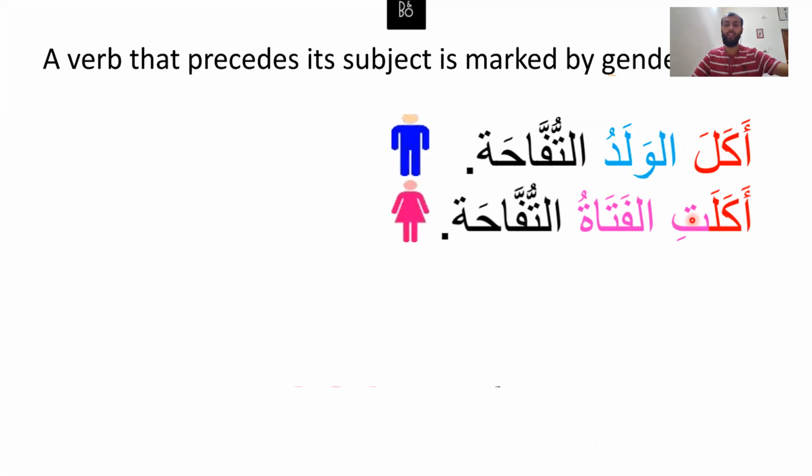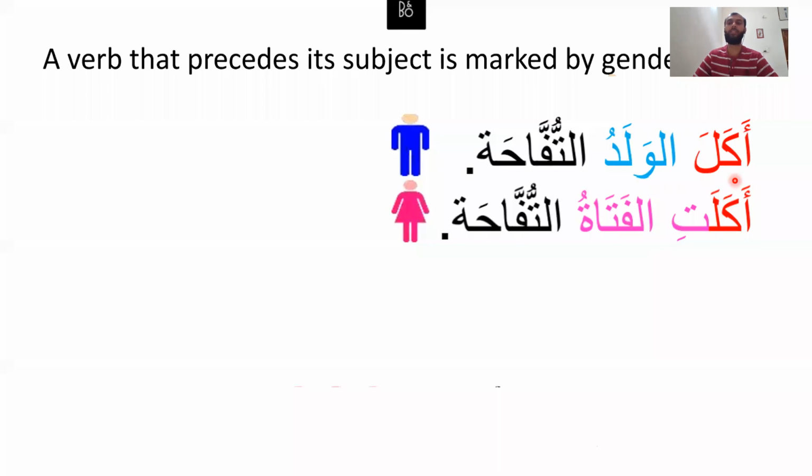Akalat, or in this case, the ta will join with the lam. So akalatil fatatu at-tufaha means the girl ate the apple. It is akalatil fatatu at-tufaha.